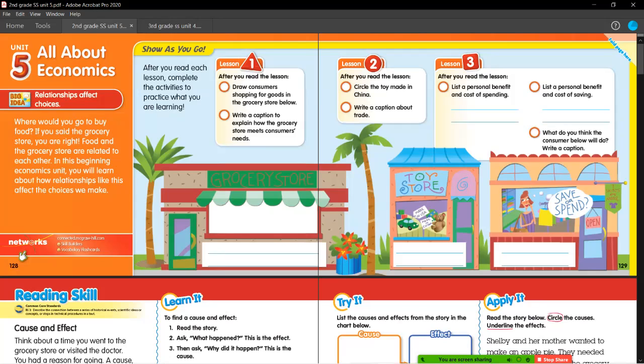After lesson 2, you're going to circle the toy made in China, and you're going to write a caption about trade. And then after lesson 3, we're going to list a personal benefit and cost of spending. We're going to list a personal benefit and cost of savings. And then what do you think the consumer below will do? Write a caption, so a caption about this lady over here.